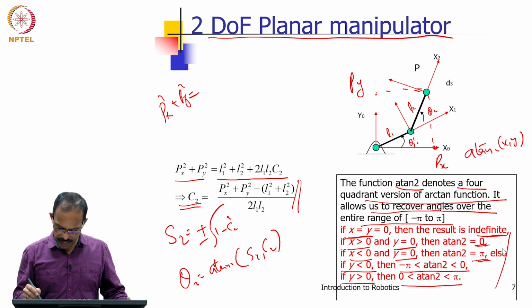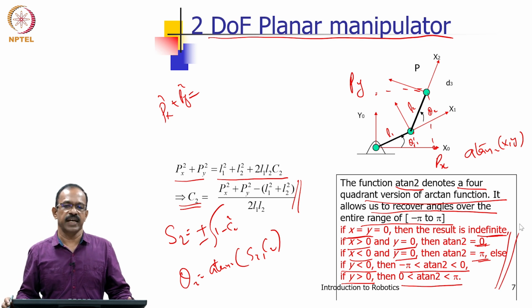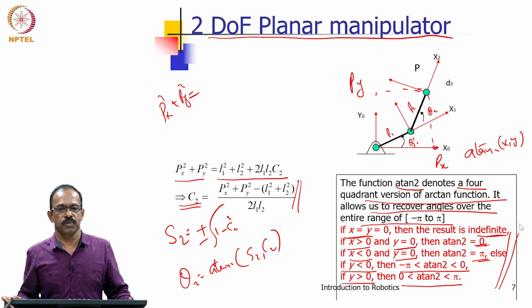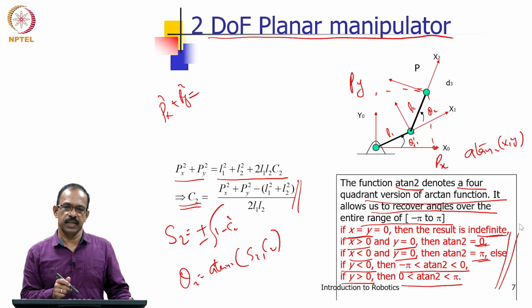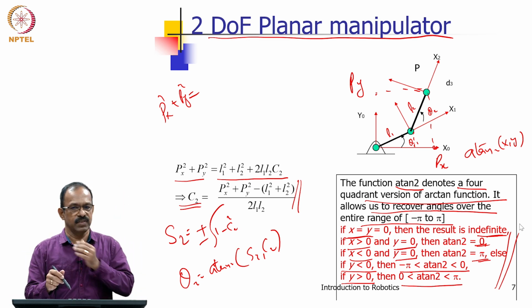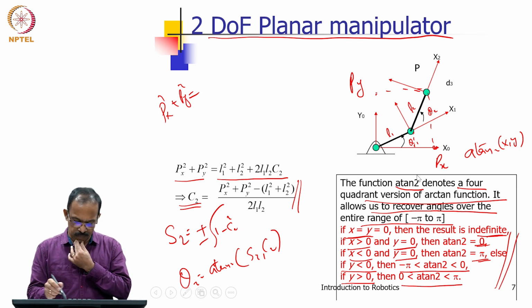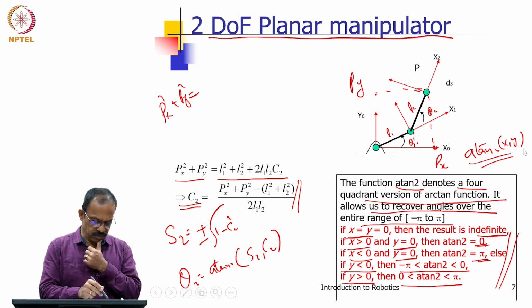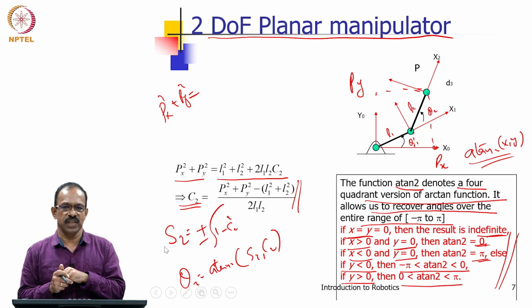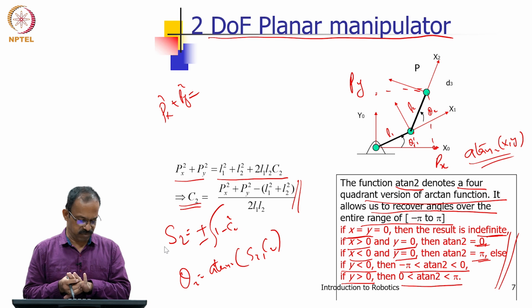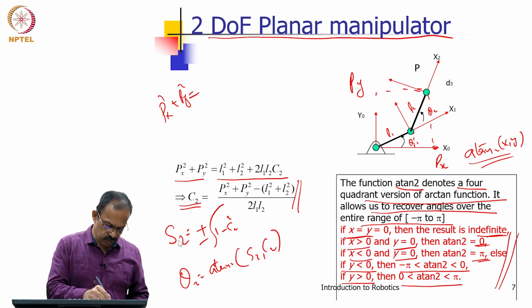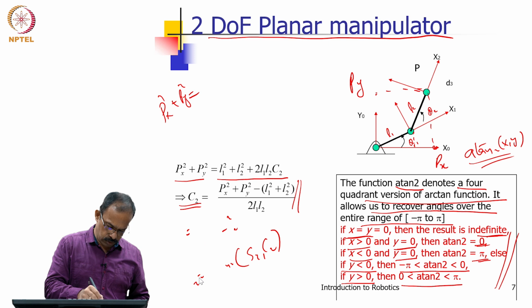So, this way it clearly tells you which quadrant it lies in, between 0 and minus pi, or 0 and pi. This way you will be able to get theta clearly defined within the 4 quadrants. That is why we go for the A tan 2 function instead of a cos inverse, sin inverse, or simple A tan function. So, we will get theta 2 using the A tan 2 function.